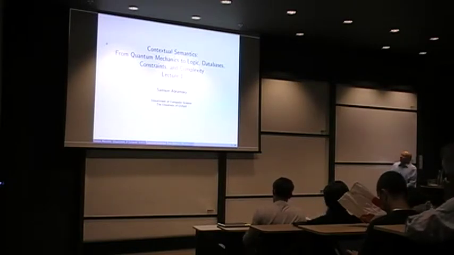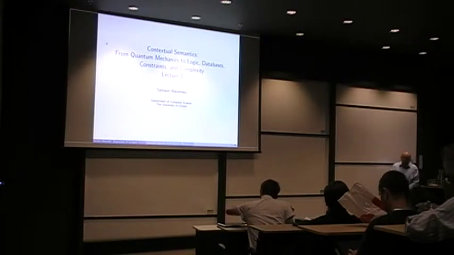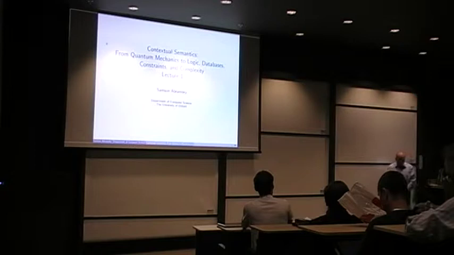So my topic is contextual semantics, and how contextuality, once we become aware of it, and quantum mechanics forces us to be aware of it, actually shows up in all sorts of places.